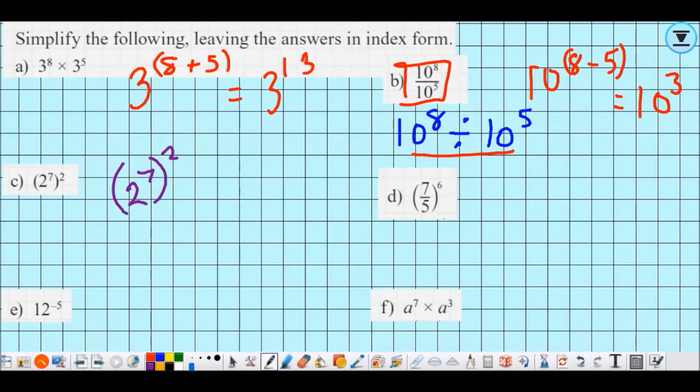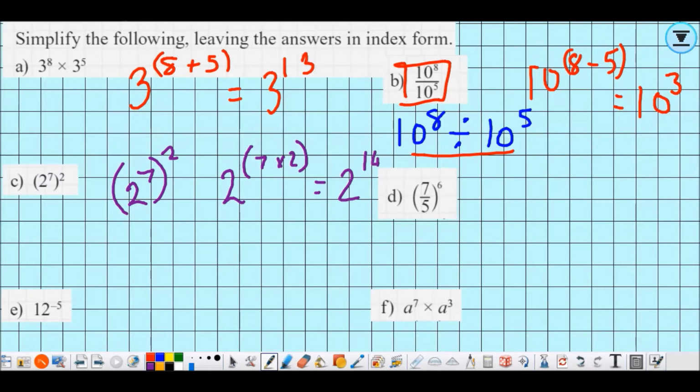I'm going to show this in two different ways. The first way is as it is there, so remember we multiply the powers together in this case, so my base is 2 and I'm going to do 7 multiplied by 2, which is going to give me 2 to the power of 14.